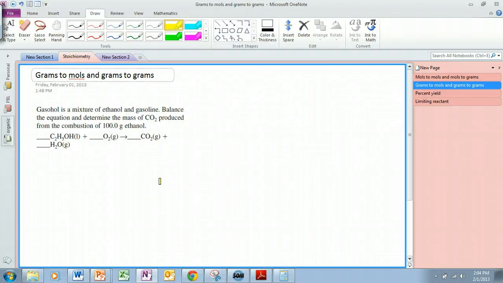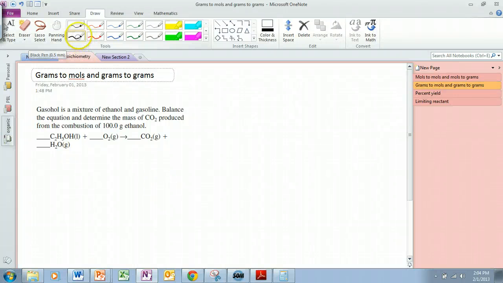Hi guys, now let's talk about grams to moles, and so we're just starting with a slightly different portion of the problem. So let's read this one. It says gasohol is a mixture of ethanol and gasoline. Balance the equation and determine the mass of carbon dioxide produced from the combustion of 100 grams of ethanol. And I guess I'm kind of skipping the grams to moles and just going right to grams to grams. If you have a problem with grams to moles, just let me know and I would be happy to put up another video. I was having a hard time finding one that worked.